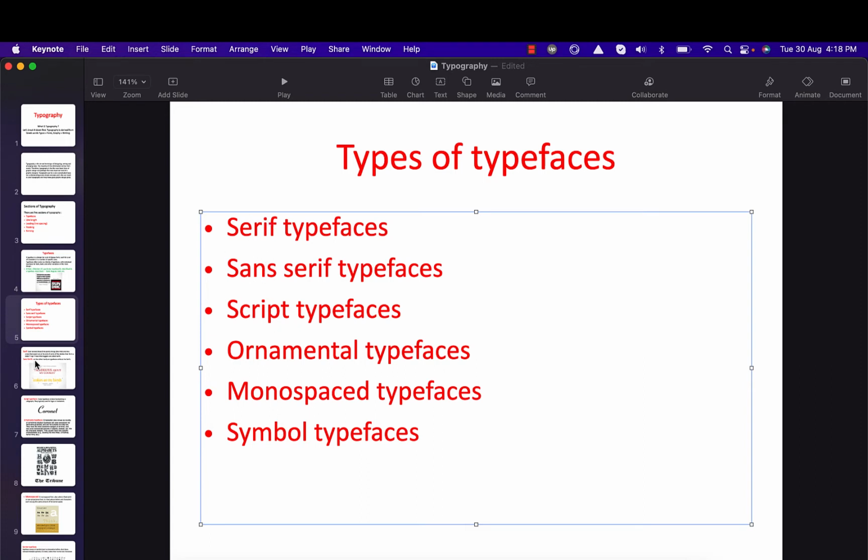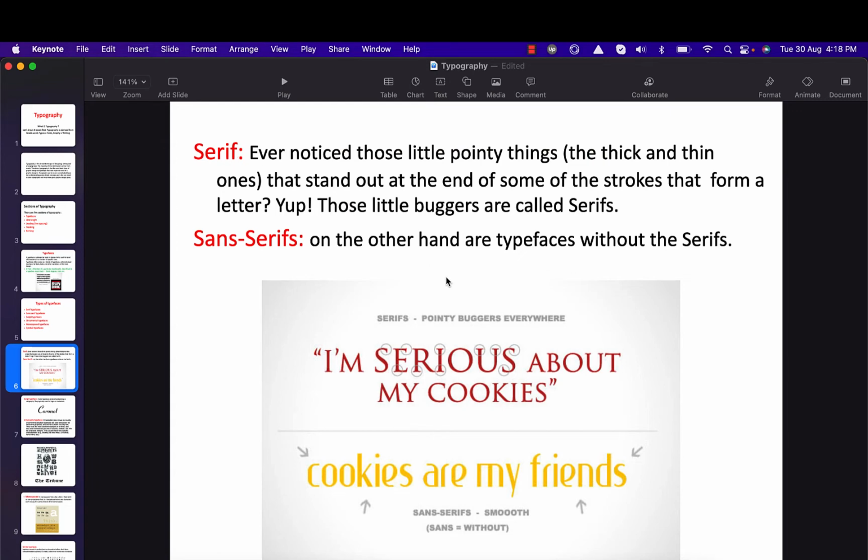So what is the difference between serif and sans serif? Serif is a Latin word. Ever notice those little pointy things, the thick and the little thin ones, that stand out at the end of some of the strokes that form a letter? Those little buggers are called serif. You see, this A has them, and this D has no bugger or any pointy thing.